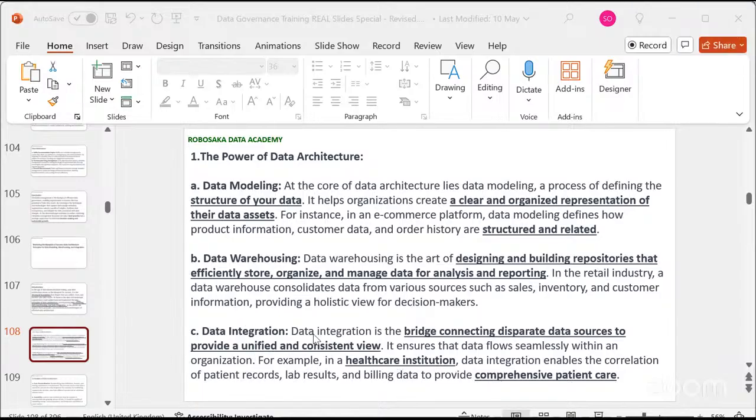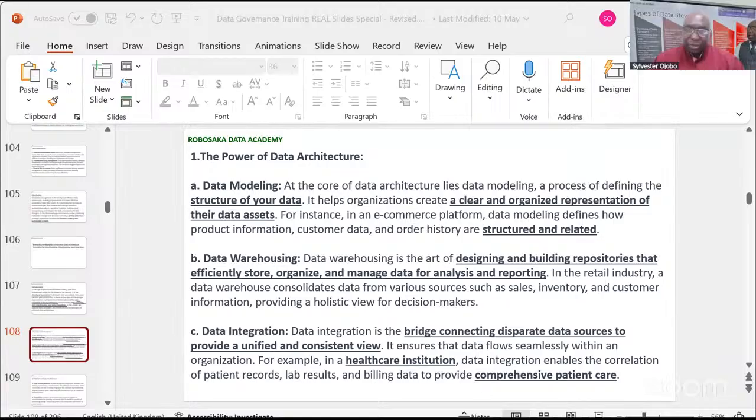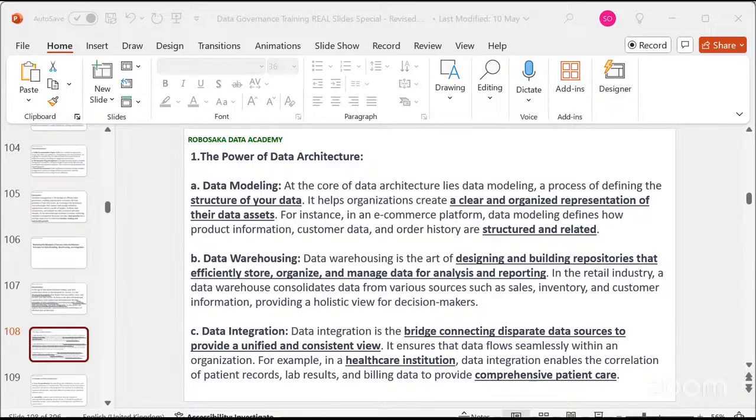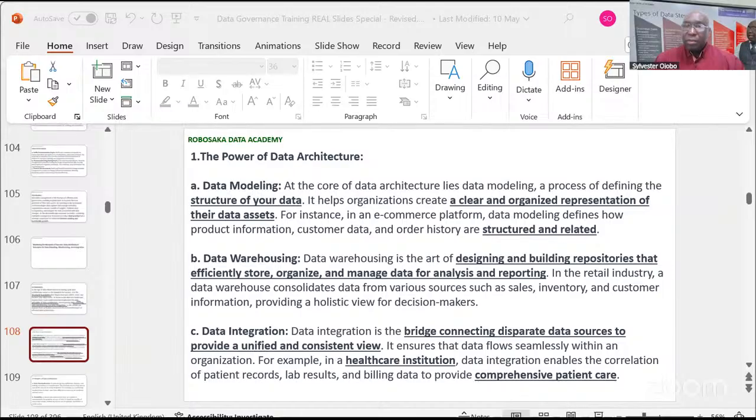Combining data. Combining data from multiple sources. Absolutely. Any other person? Integration is combining data from different sources and making them make sense as a single entity. I love that, Paul. Yeah, that's good. Good to know that. Okay.